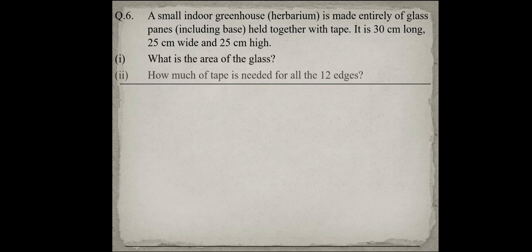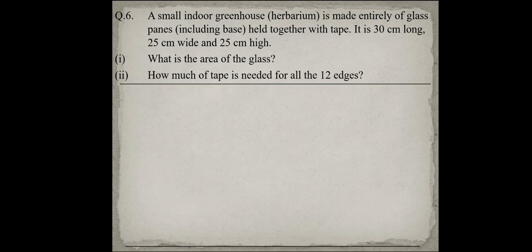A small indoor greenhouse herbarium is made entirely of glass panes, including the base, held together with tape. It is 30 centimeter long, 25 centimeter wide, and 25 centimeter high. What is the area of the glass and how much tape is needed for all the 12 edges?